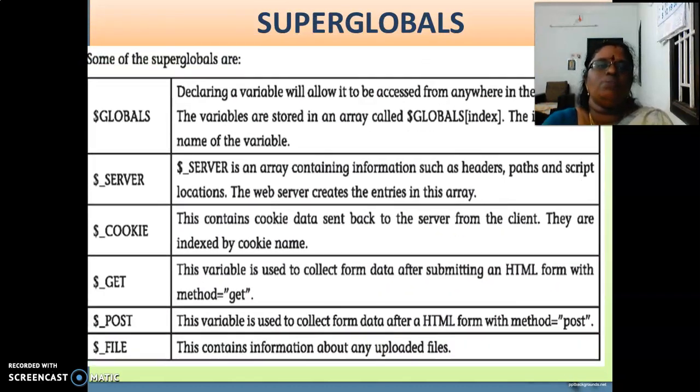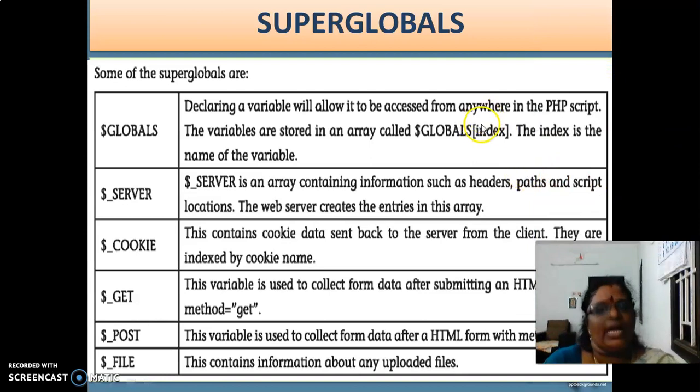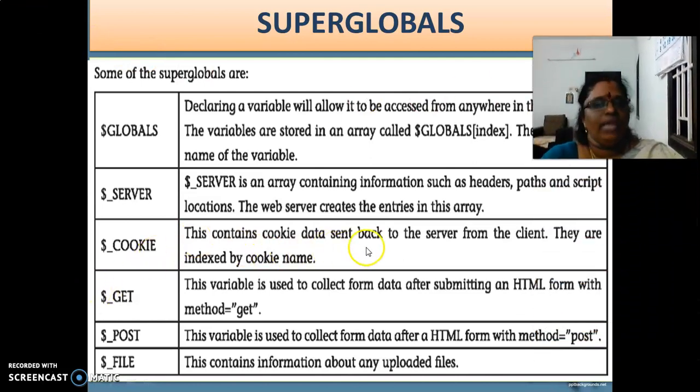Okay, we'll see what are all the super globals. Some examples are $GLOBALS. Declaring a variable as global will allow it to be accessed from anywhere. The variables are stored in an array called $GLOBALS. The index is the name of the variable. $_SERVER is an array containing information such as header, path and so on. $_COOKIE contains cookie data, and $_GET is used to collect form data, and $_POST is used to collect form data after an HTML form with method post. $_FILES contains information about any uploaded file. So these are called super globals.